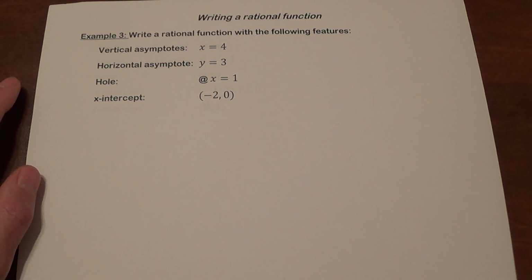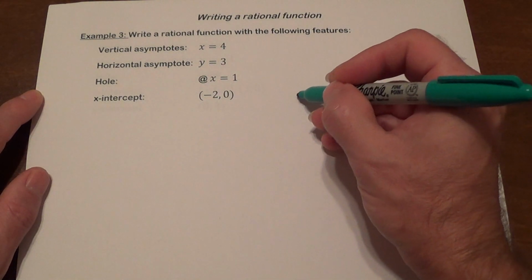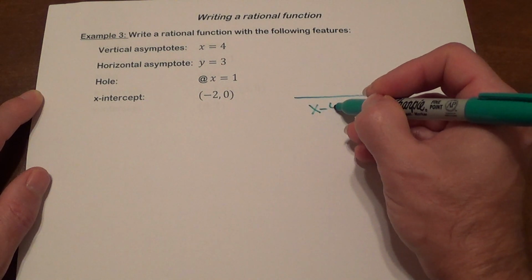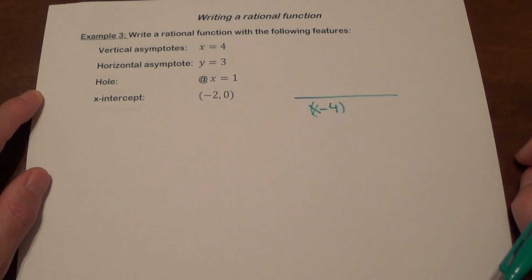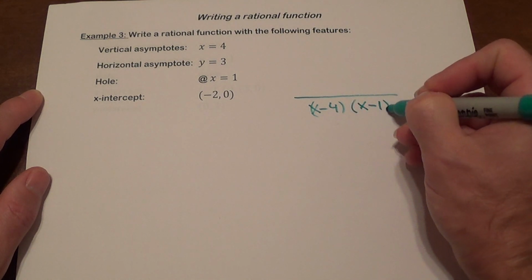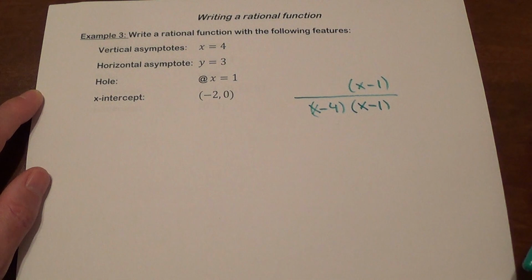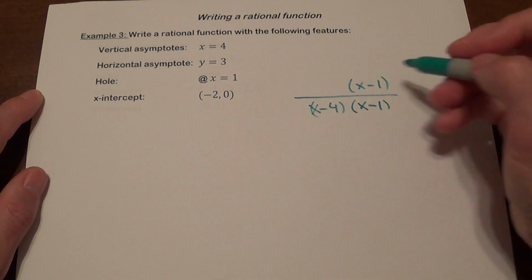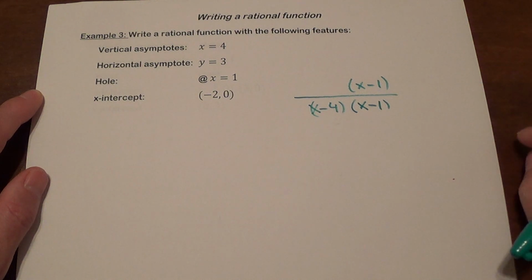Now we're getting a little bit more complicated with this. We want a rational function that has a vertical asymptote at x equals 4, horizontal asymptote y equals 3, a hole at x equals 1, and an x-intercept at (-2, 0). Let's see how we can put this all together. We need the denominator to have x minus 4, because that would give you a vertical asymptote at x equals 4. We need a hole at x equals 1, which means we need x minus 1 as a common factor in both the denominator and the numerator, because then this is going to give you 0 divided by 0 when x is 1.